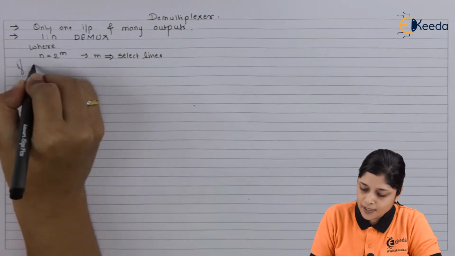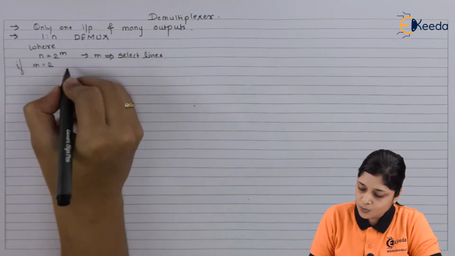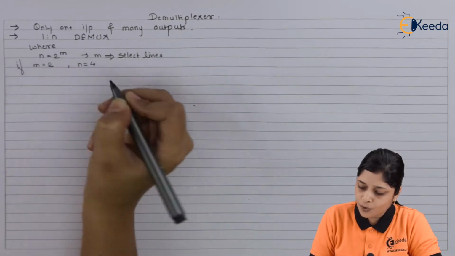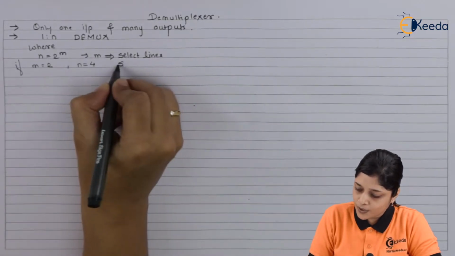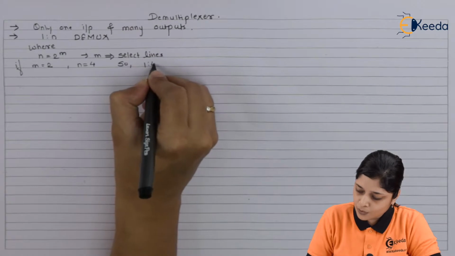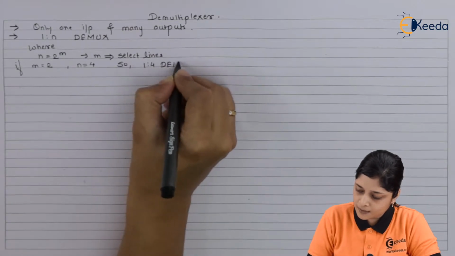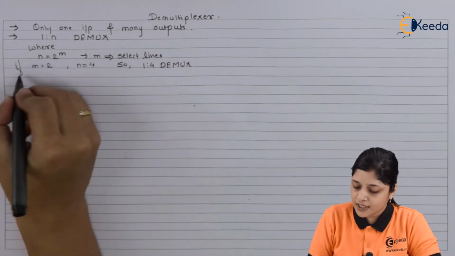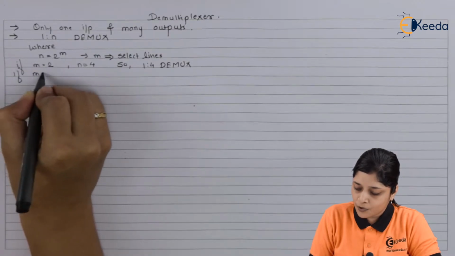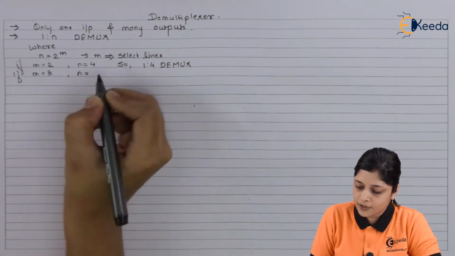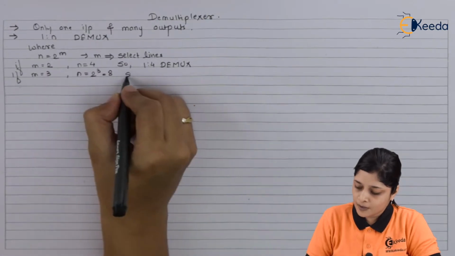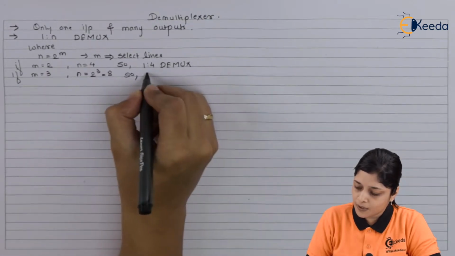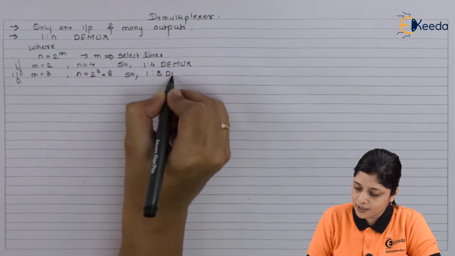So if M equals to 2, then N equals to 4, because 2^2 is 4. So we have 1:4 DEMUX. After that, if M equals to 3, then N will become what? 2^3 is 8. So the name of DEMUX will become 1:8 DEMUX.